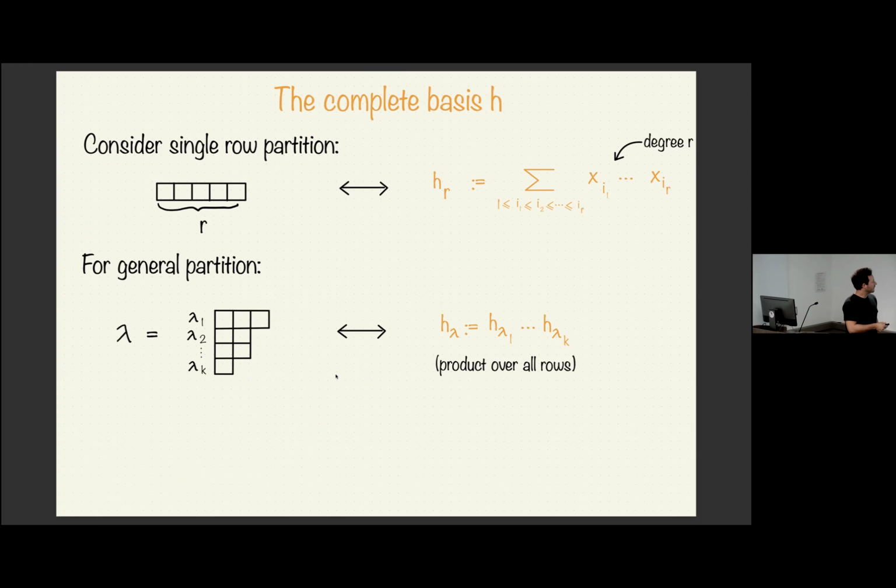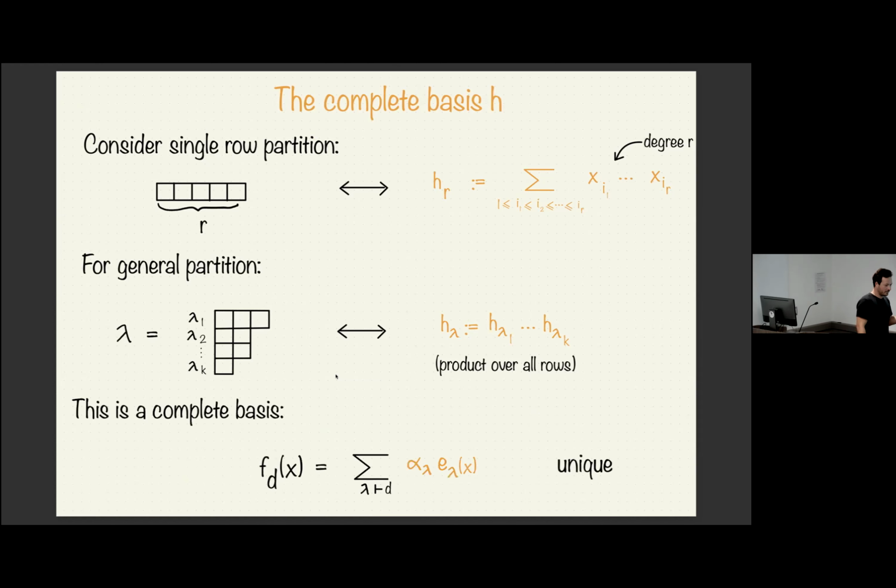Then for a general partition, you associate an h lambda, which is simply given by the product of the corresponding function for each row. This is the definition of what h lambda is. For each row, you construct that function, and then you take the product over all rows. The degree of the function will be the number of boxes in the partition. The claim, and this is one of the basic theorems of the theory of symmetric functions, is that this set of symmetric functions constructed in this way forms a complete basis for symmetric functions. Any function of degree d can be decomposed in this way, and the decomposition is unique. Questions?